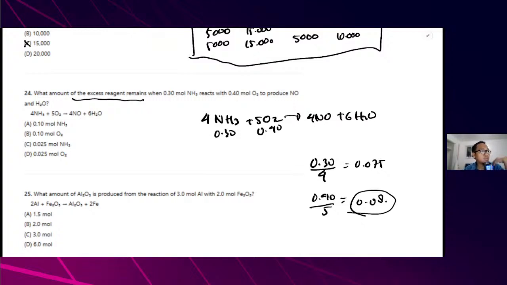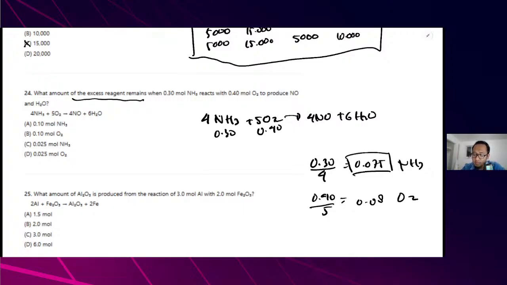Let me think first. We need to determine the limiting reactant first. Oh, no, not this one, the smallest one. The smallest one is this one. I'm so sorry. So this is for NH3, and this one is 4O2.